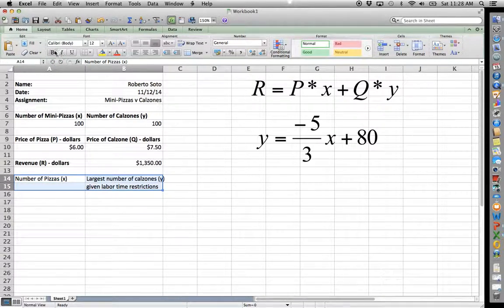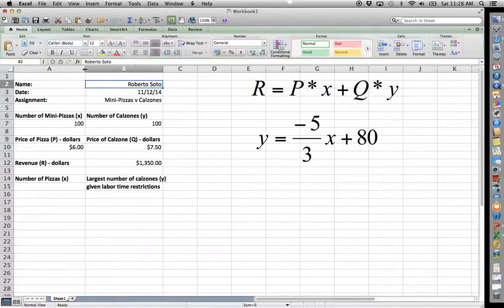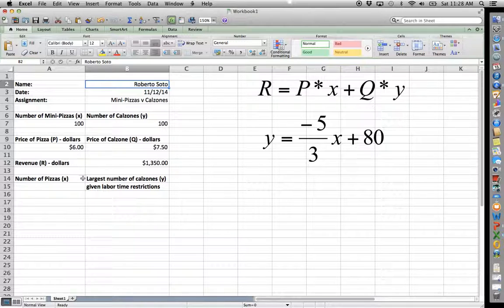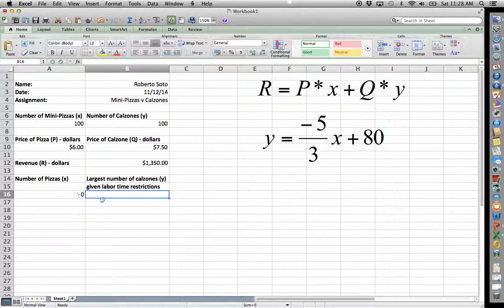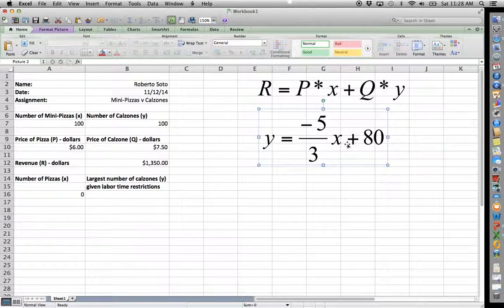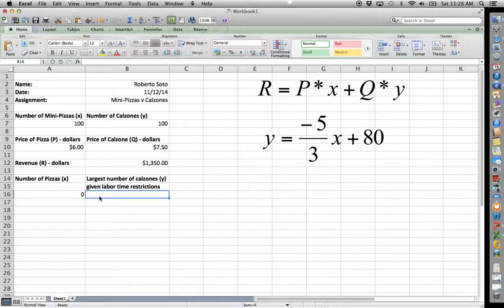So according to this formula that we just produced, and I'm going to resize my columns again like I always do just to make it all fit. So if I produced only 0 pizzas, then this number means, according to this equation that I'm highlighting right now, if I produce no pizzas, I should take into account the restriction I have for labor time. Remember, I can only do so many. I should be able to produce 80 pizzas. Okay, and so we're going to let Excel do the math for us.